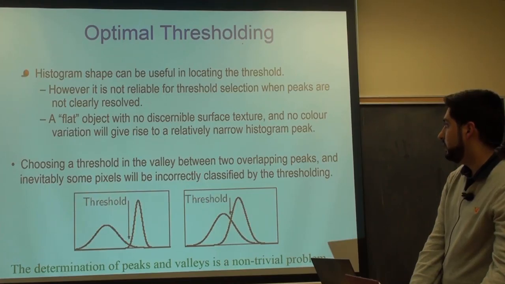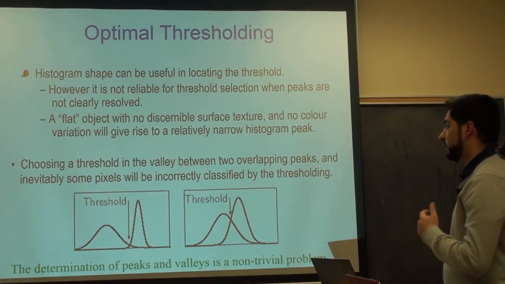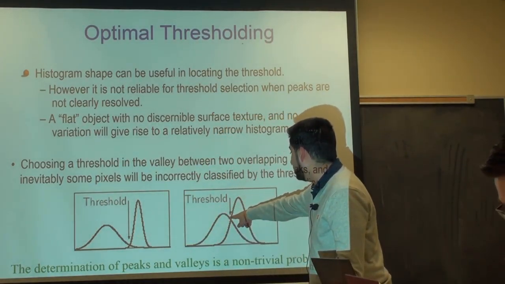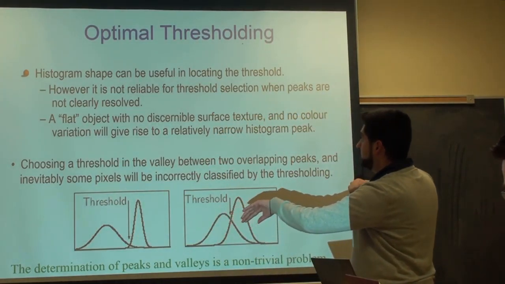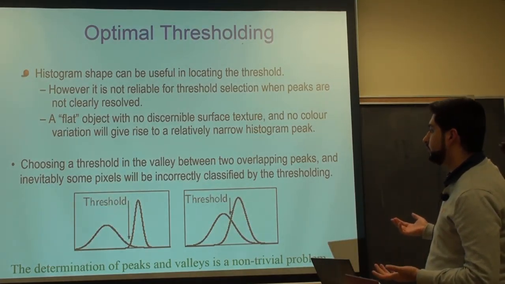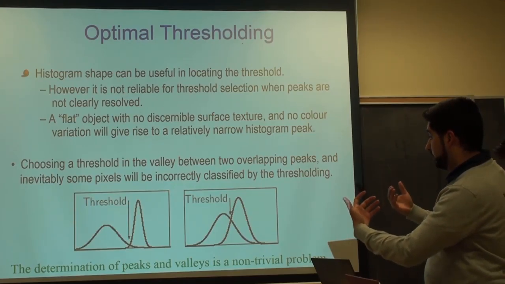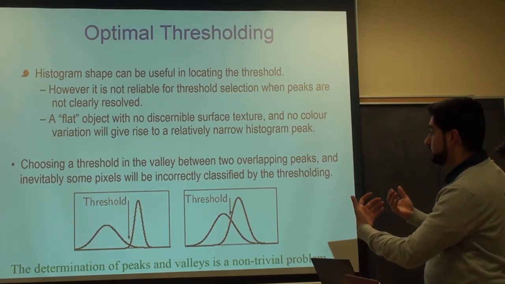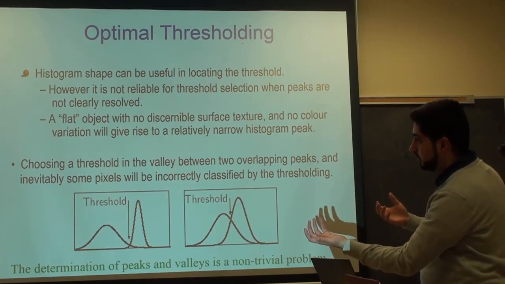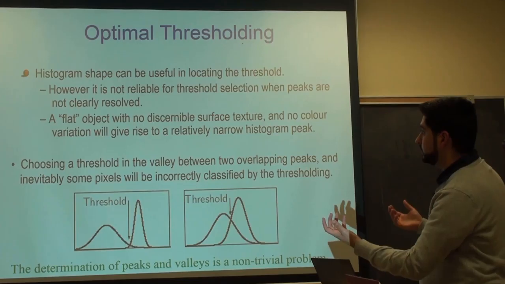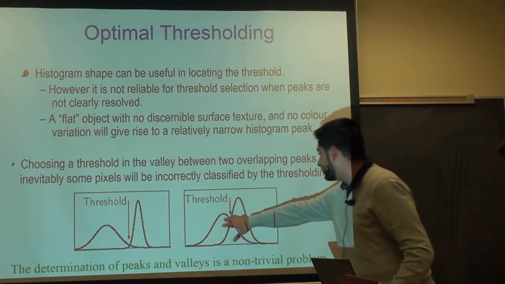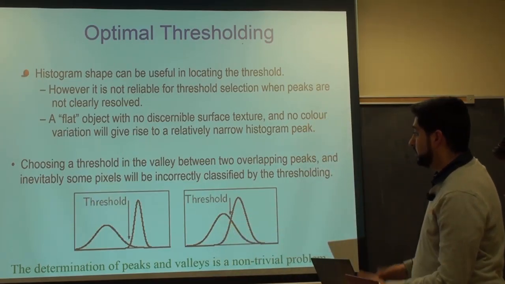Another way of doing that is optimal threshold, which is looking at the histogram and trying to find the valley point or the break point between the two histograms. But for this one, we assume we have two different, or binomial, distributions, which is two different objects or two different things in the image, like foreground and background, or background and object. And those pixels group together based on their intensity.